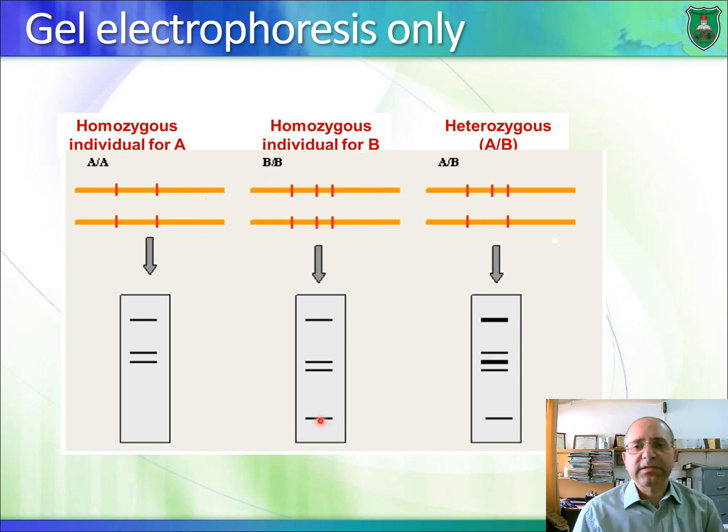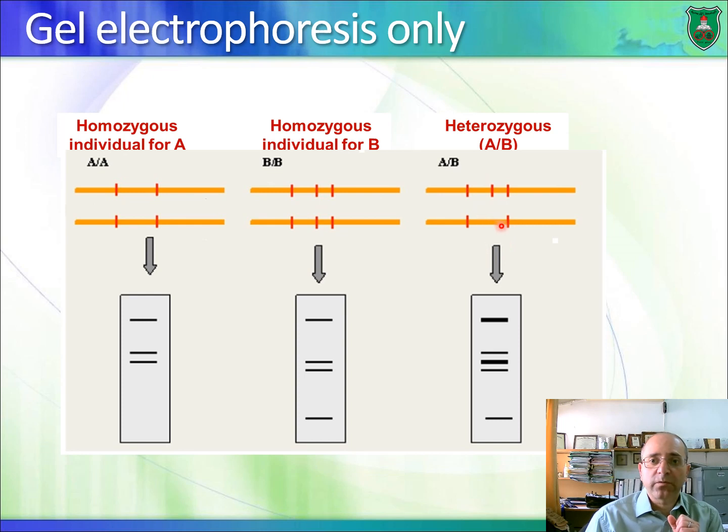Great. Now let's say that a person is heterozygous, meaning that this person has allele A on one chromosome, allele B on the other chromosome. So we would have the generation of 7 fragments, but they would appear as 4 bands because these 2 run together, these 2 run together because they have the same length, and these 3 run separately.